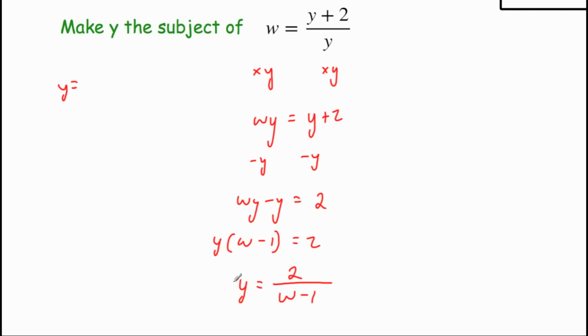So that's our answer. We've got y equals 2 over w minus 1. And let's just write that out, 2 over w minus 1. So we've made y the subject.